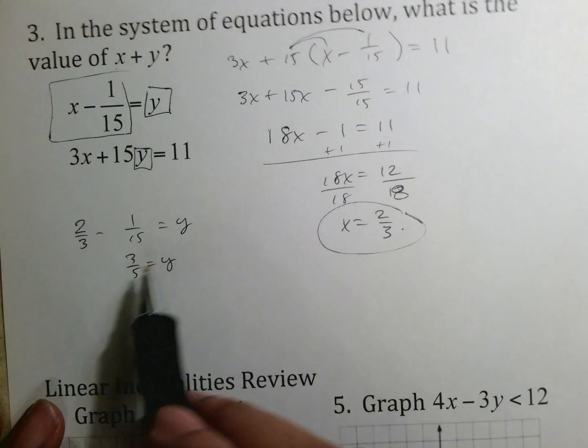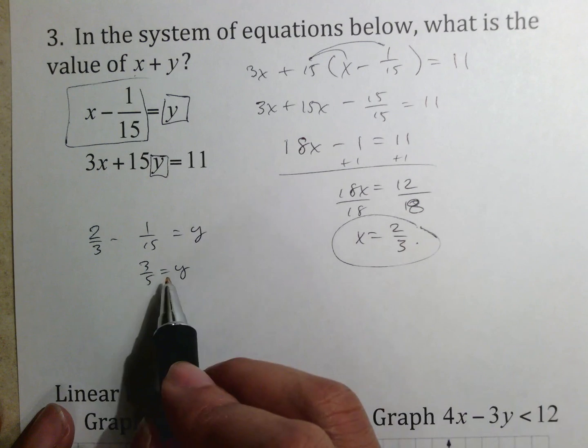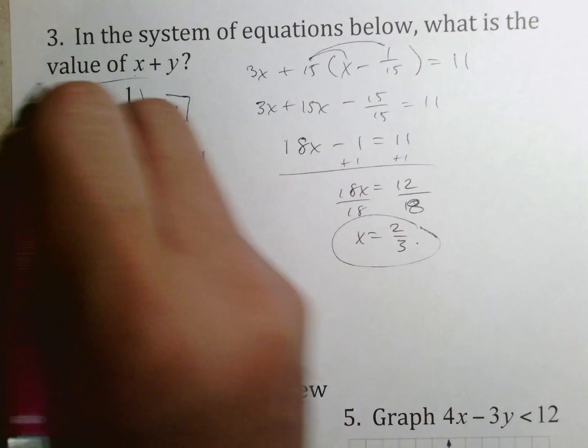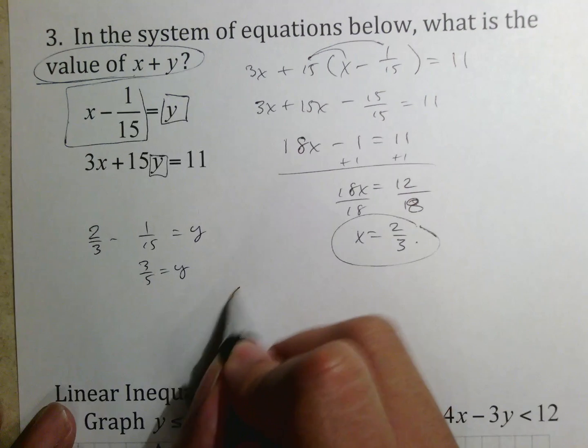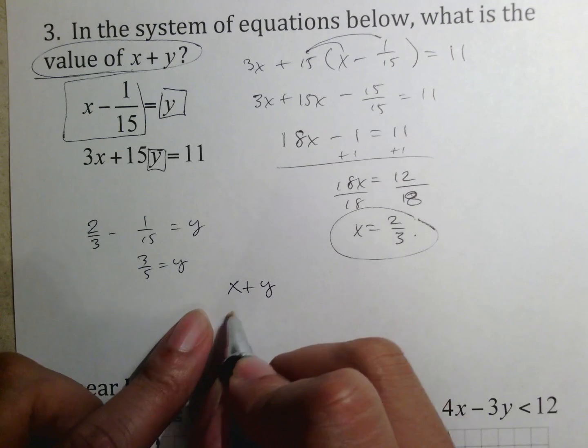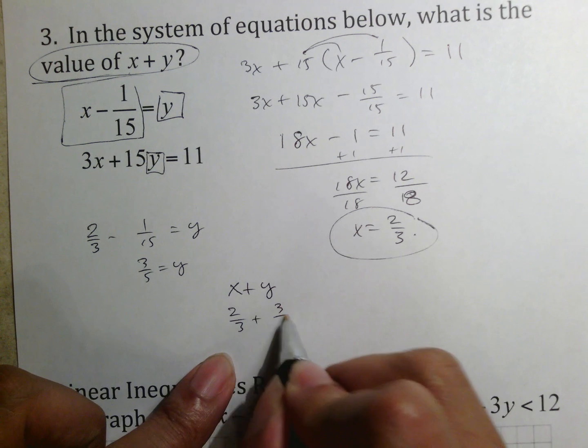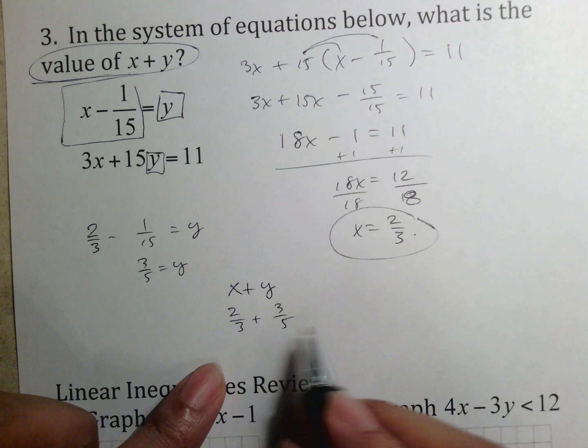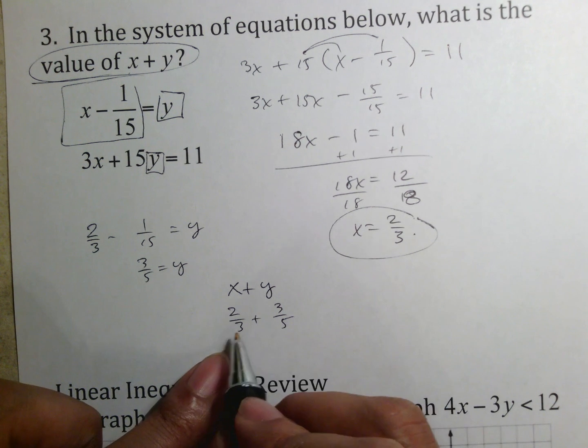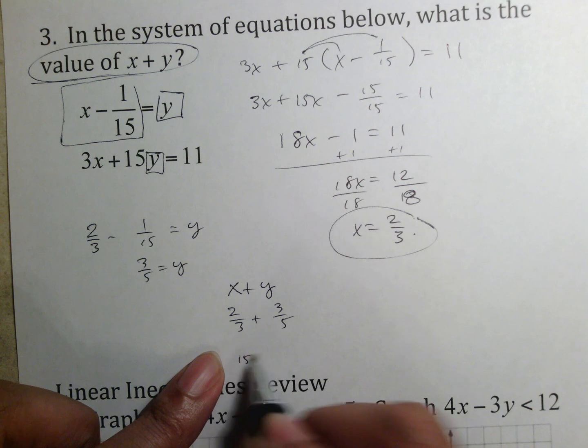And so this is not my answer, because they want the value of x plus y. And so my final answer is going to be whatever 2/3 plus 3/5 is. I know we can do it in a calculator, but let's do this the old-fashioned way where we say 3 and 5 meet at 15.